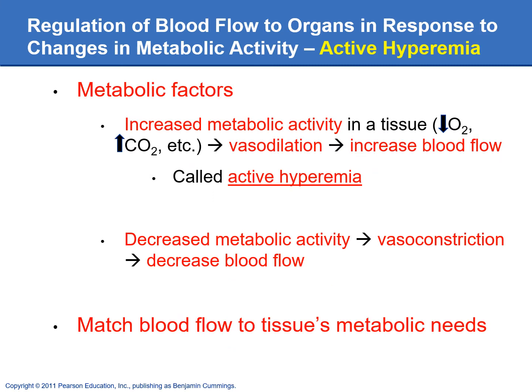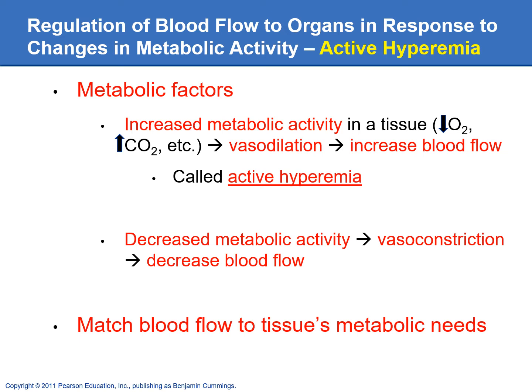So let's take a look at active hyperemia first. And if you look at the name, hyperemia, hyper meaning more than, excessive, and emia is talking about the blood. So active hyperemia just means that we're going to increase the blood flow to organs that are more active. And if they're not as active, we decrease the blood flow.